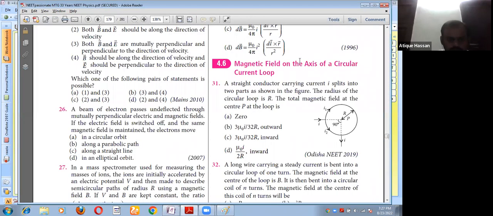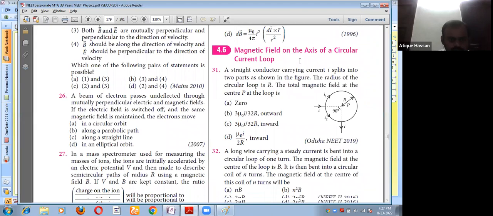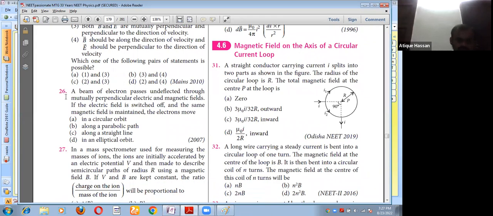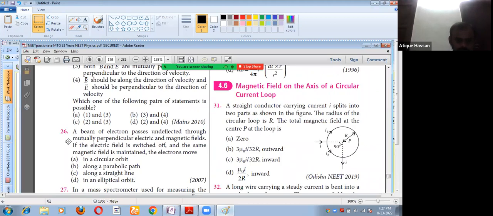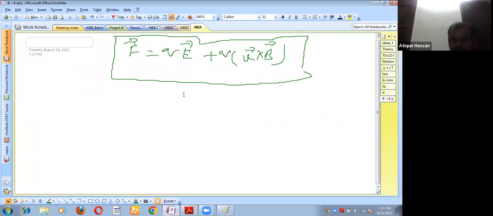So now based on that, let us see question number 26. Solve question number 26. NEET 2007 question. Oh, this question.